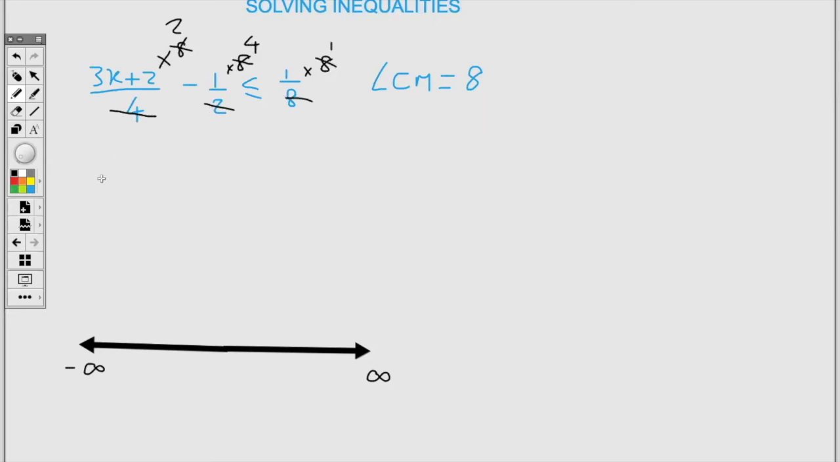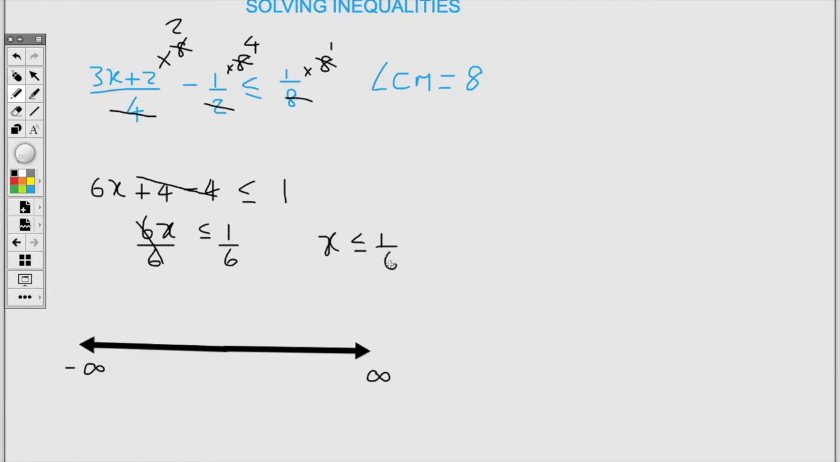So 2 times 3x, that's 6x. Then 4 times 1, that's 4. 1 times 4, that's 4, but there's a minus sign, so that's why I have a minus. Less than or equal to, and 1 times 1 is 1. Now the 4 cancels, so we're left with 6x is less than or equal to 1. Then divide both sides by 6. So x is less than or equal to 1 over 6.